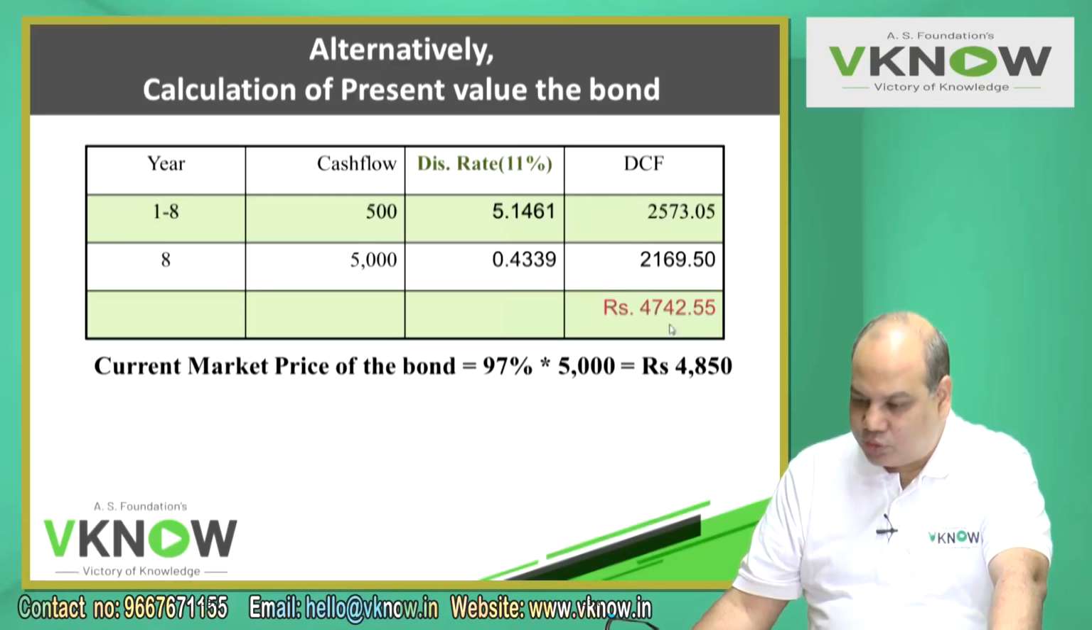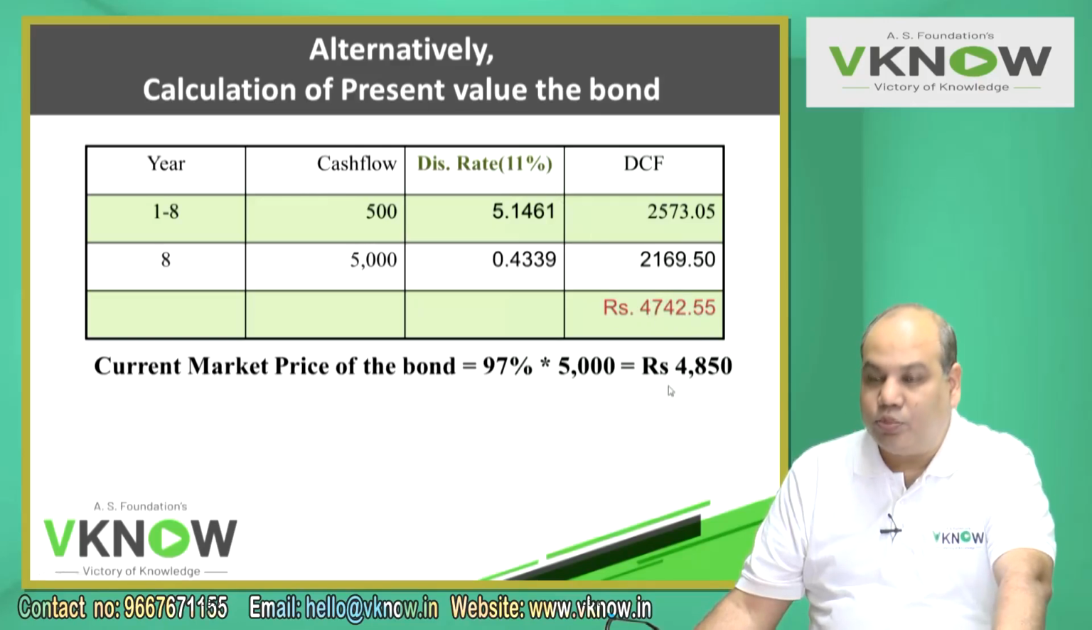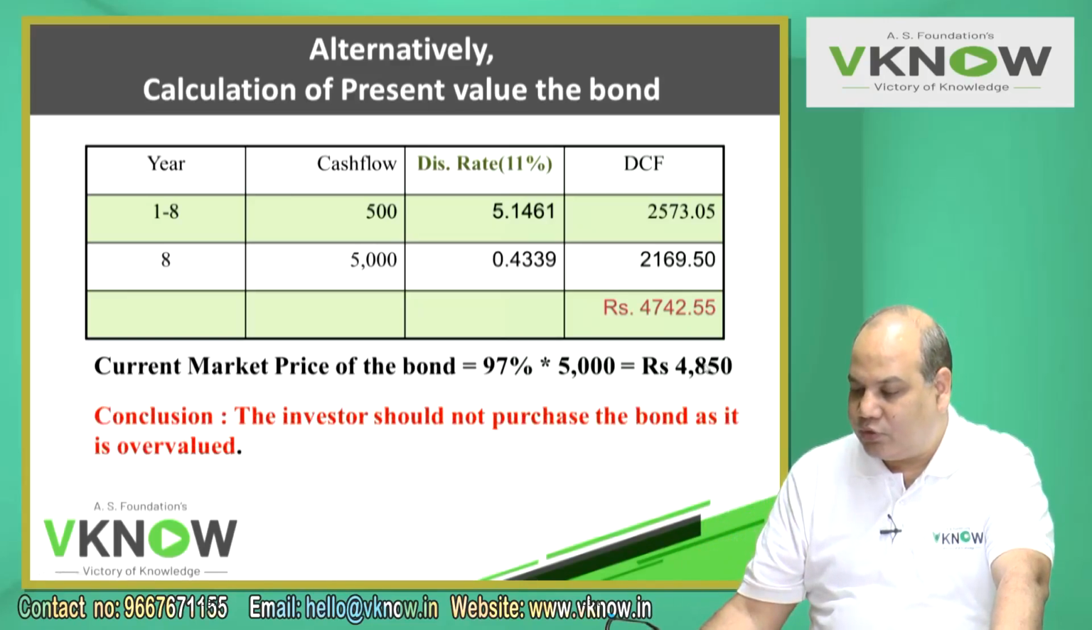Now compare these two. You are willing to pay a maximum of 4742. This is the maximum amount you are willing to pay. This will give you 11% rate of return. But the bond is trading at 4850. The bond is overvalued. Okay, do not buy. Otherwise, you will not get 11% return. You will get less than 11% return.